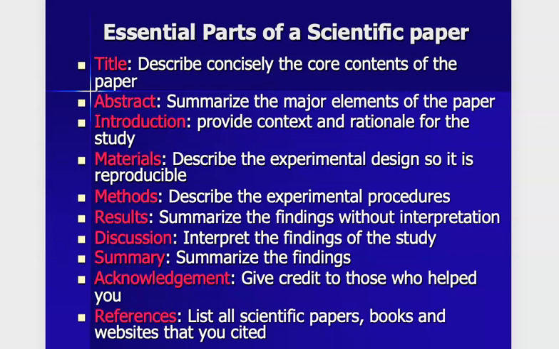Results summarize the findings without interpretation, and the discussion interprets the findings, and this also has the discussion of the findings of other scholars or researchers. Summary or conclusions summarize the findings or discussion of the paper in 100 or 200 words. Acknowledgement. Give credit to those who helped you while doing the experiment or research writing. In references, list down all the scientific papers, books and websites that you have cited or referred to in your research paper.